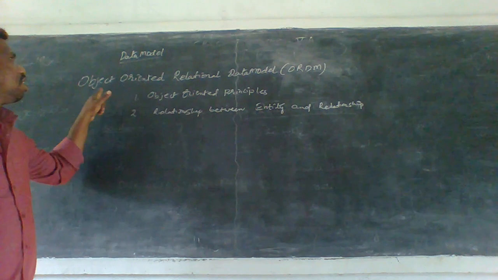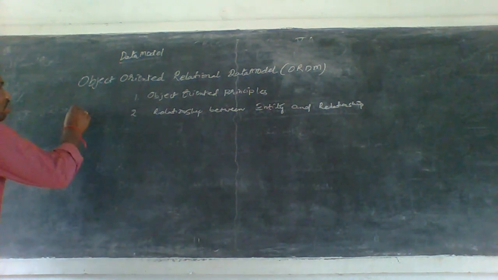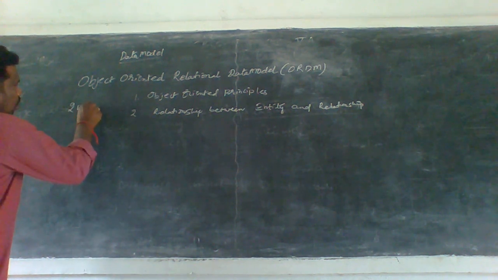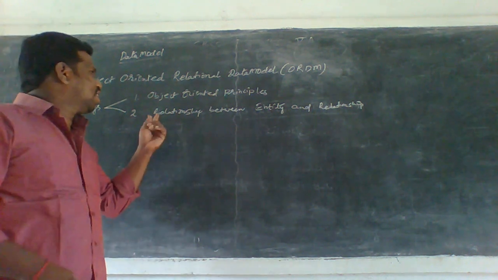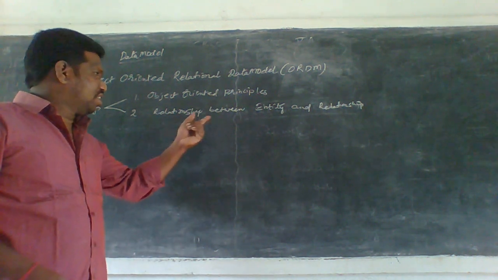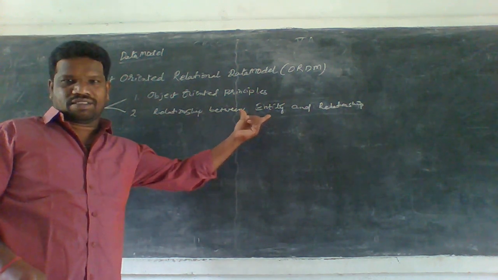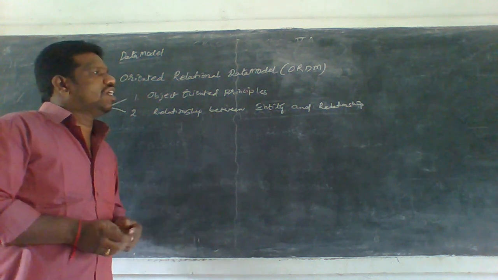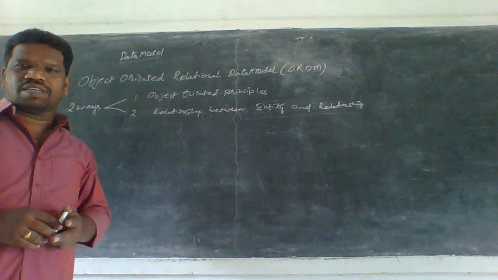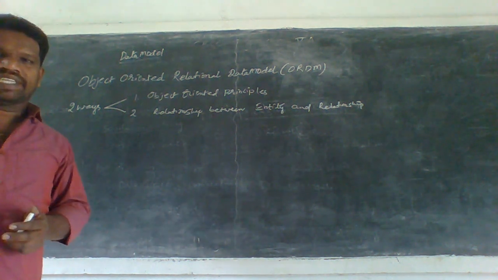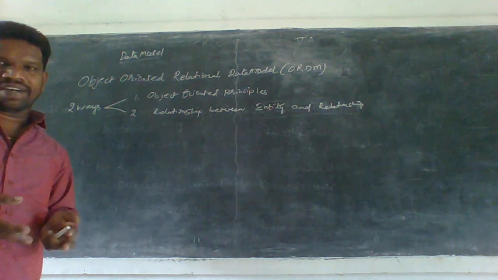The object oriented relational data model can be implemented in two ways. First is the object oriented principles, and second is the relationship between entities and relationships. What is an object, what is an entity, what is a relation will be defined in a later class.